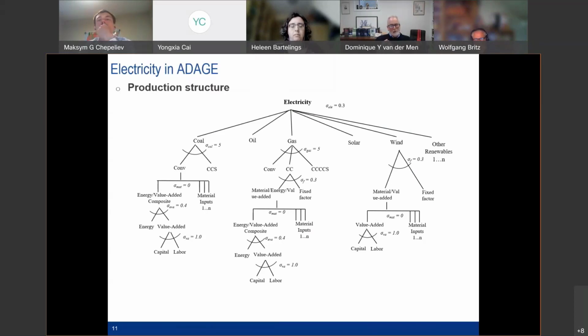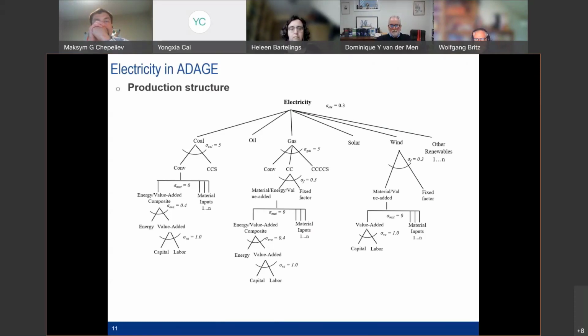Yeah, can you see the slides? We put the elasticity between technologies. So the substitution is 0.3 to combine. Yeah. So they are not homogeneous goods, but for the consumer, they do treat the electricity as homogeneous goods.